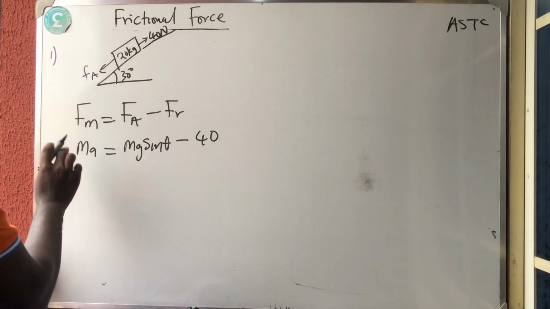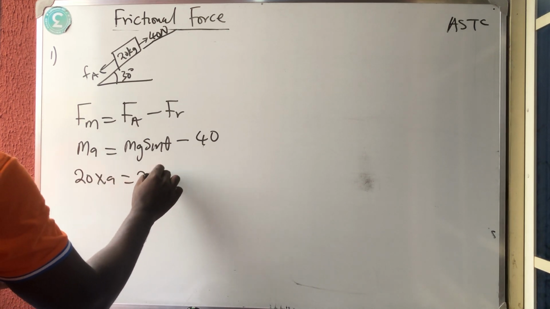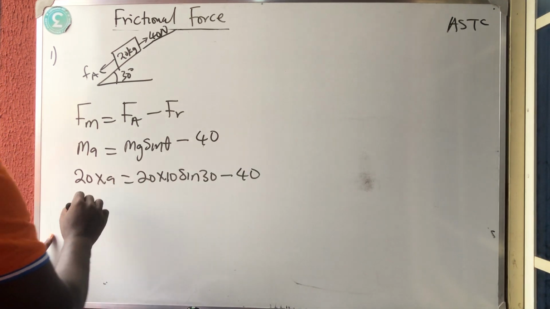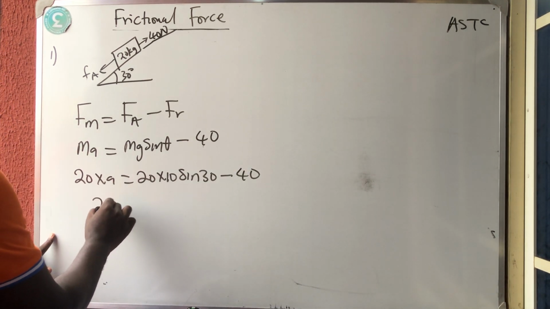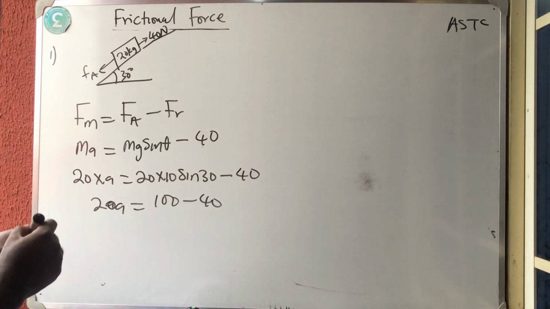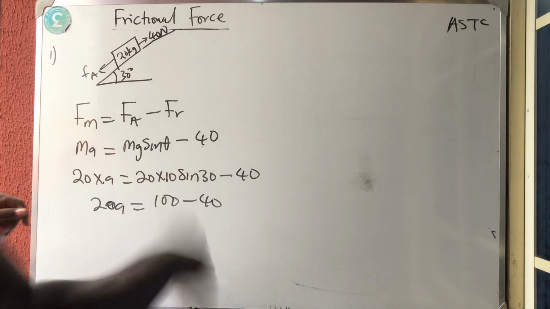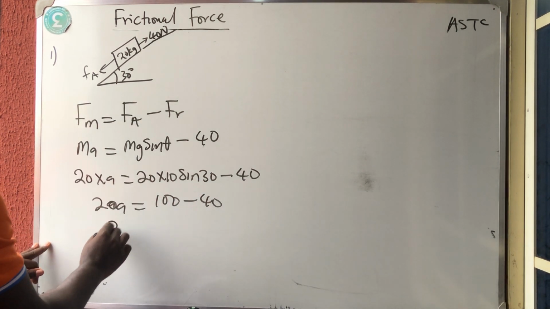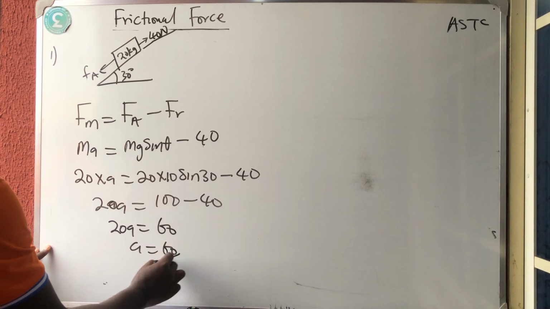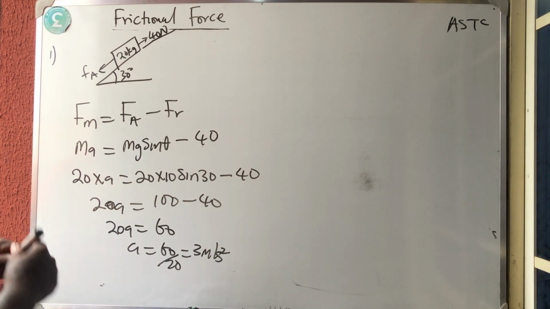So what do we have now? M is 20, times a, is equal to 20 times 10 sine 30, then minus 40. So I'm having 20a equals 100 minus 40, because 200 divided by 2, since sine 30 is half, is 100. So 20a is equal to 60. Therefore a is equal to 60 over 20, which is 3 meters per second squared. As simple as that.